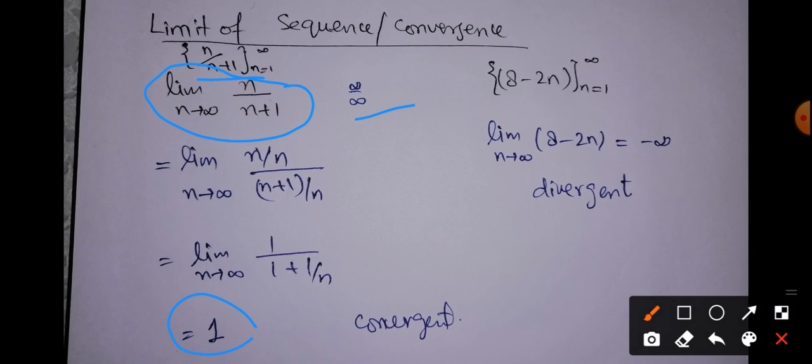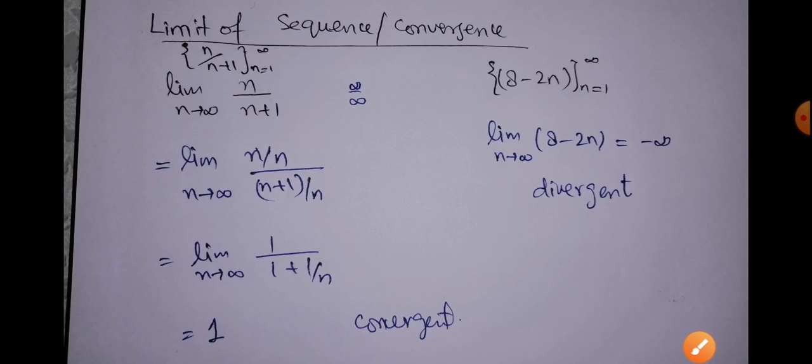The next one is 8 minus 2n. n is varying from 1 to infinity, so again we are going to apply the limit on the general term, which is 8 minus 2n, and we are getting negative infinity. That is, this given sequence is a divergent sequence.